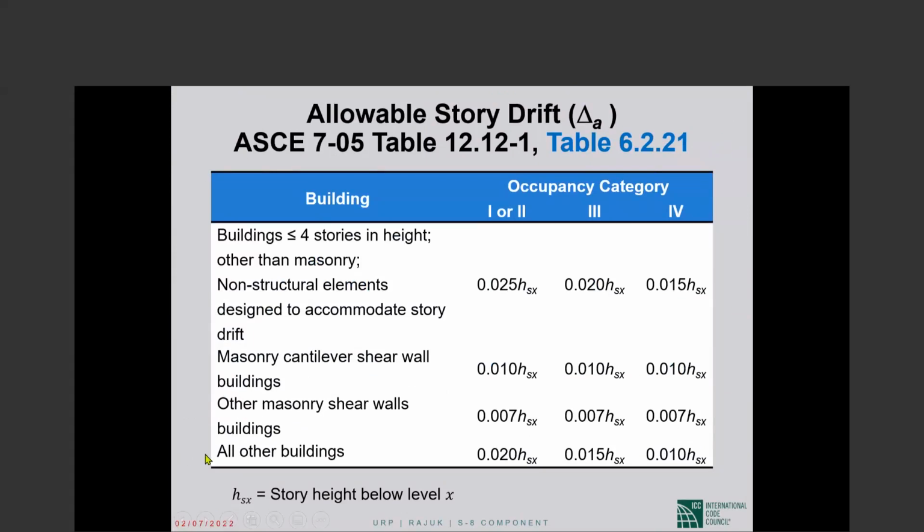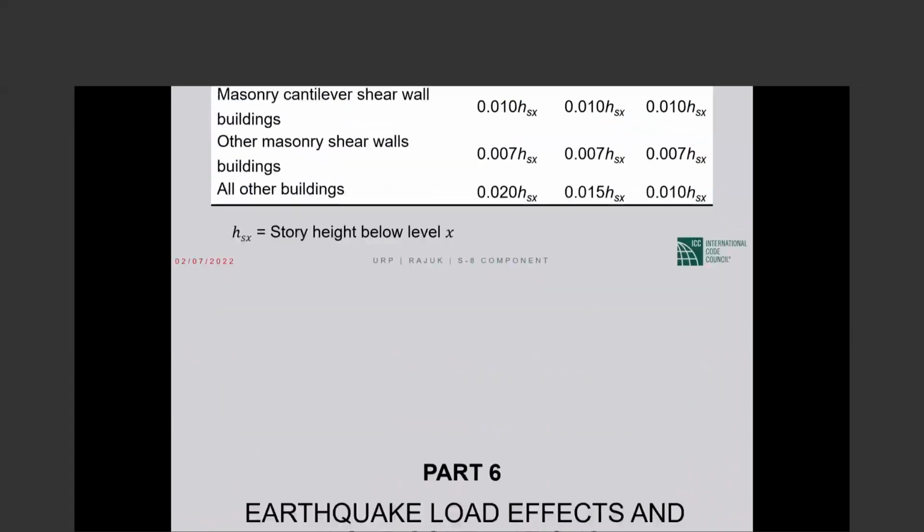Most of the time you'll be in this line, all other buildings. And your drift limits will be: the interstory drift shall not exceed 2% of story height for risk category 1 or 2 buildings, standard occupancy buildings or miscellaneous occupancy; shall not exceed 1.5% of story height for schools, let us say assembly buildings; and shall not exceed 1% of story height for hospitals, police stations, fire stations, all essential facilities.